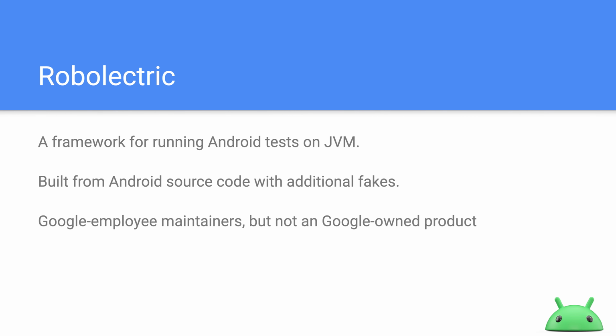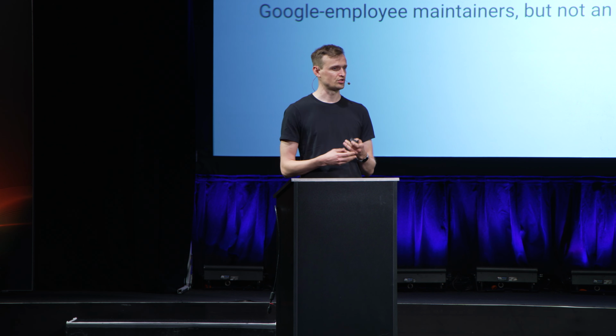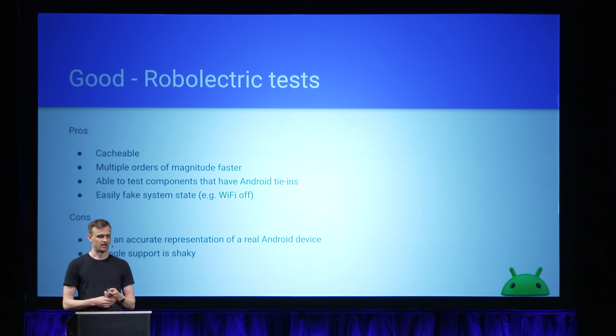I think the thing that we want to talk about next is Robolectric, which is a framework that is essentially attempting to make it possible to run Android tests on a JVM. It is built from Android source code, but with additional fakes to make it possible to run on a JVM. This project has Google contributors, but is not an official Google project. So you insert hand waving on what kind of support you're going to get. I believe it's the next best step.